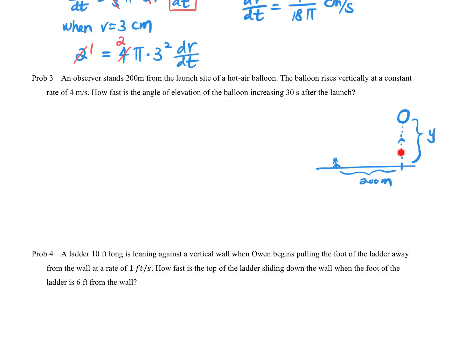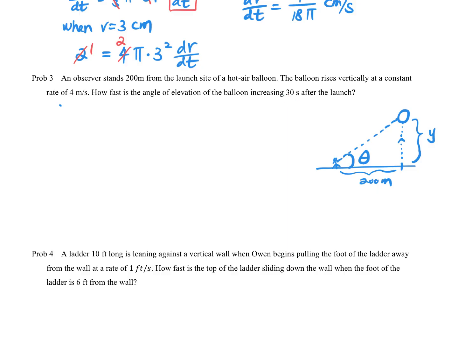So basically, when this balloon is rising, when this person is looking at this balloon, this is the angle of elevation. This angle is getting larger and larger, right? So we want to find how fast this angle is changing 30 seconds after the launch.